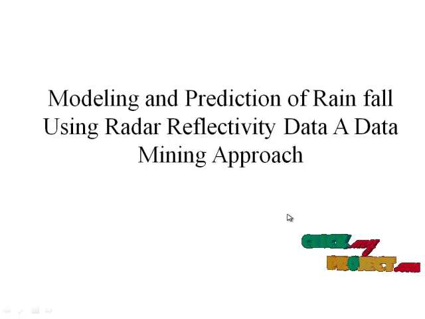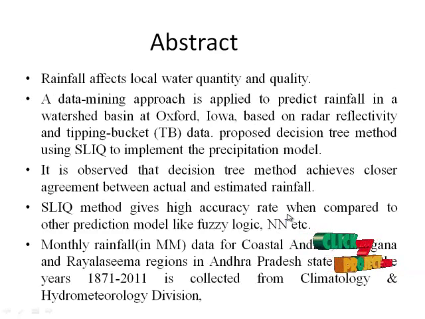The requested title is Modeling and Prediction of Rainfall using Radar Reflectivity Data, a Data Mining Approach. Here is the abstract. Rainfall affects water quantity and quality. A data mining approach is applied to predict rainfall in a watershed based on radar reflectivity and tipping bucket data. A decision tree method using SLIQ is proposed to implement the precipitation model. It is observed that the decision tree method achieves closer agreement between actual and estimated rainfall. The SLIQ method gives a high accuracy rate compared to other prediction models like fuzzy and nearest neighbor.